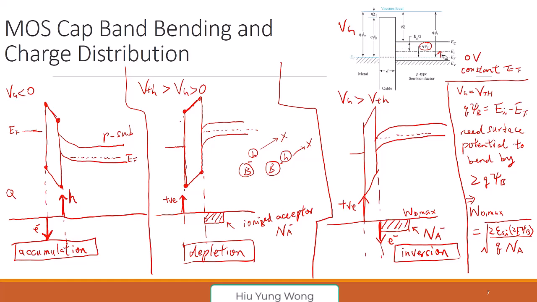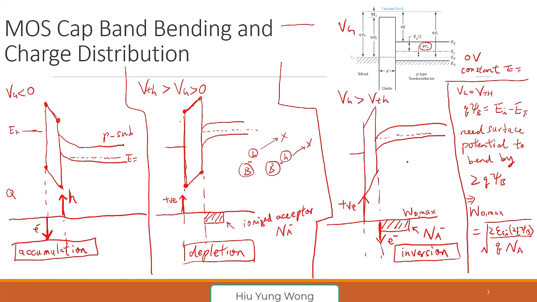Okay, any questions? So WD is the width of the channel? WD is the width of the depletion layer. We are looking vertically from the gate to the substrate, not the channel, right? So what we are cutting here is this.